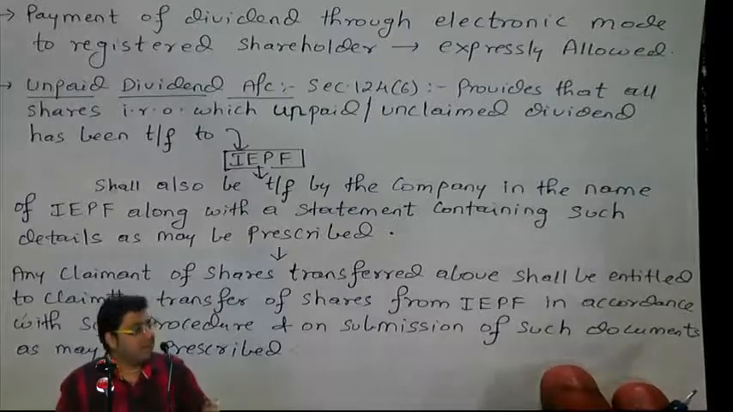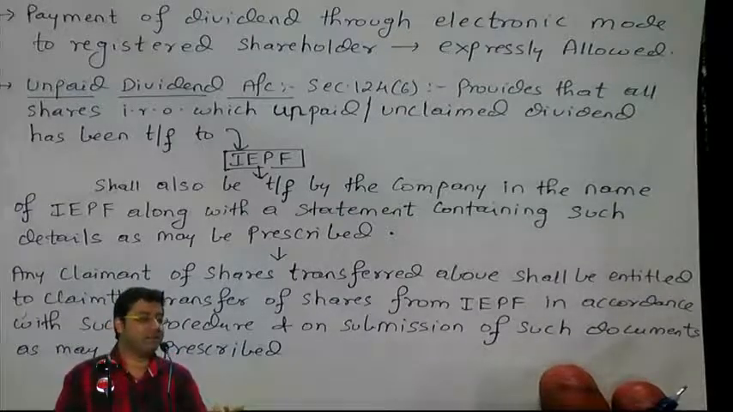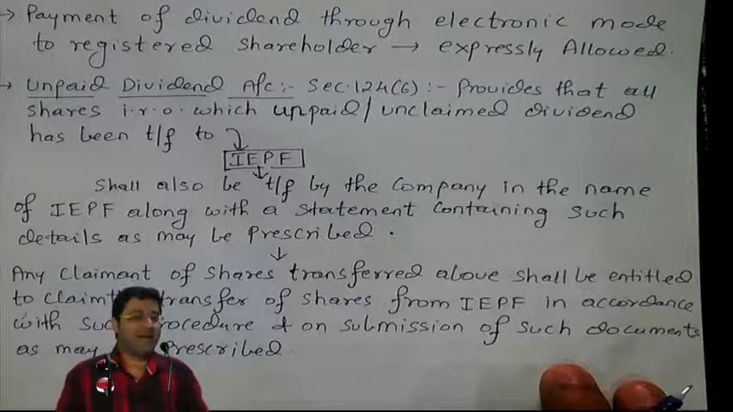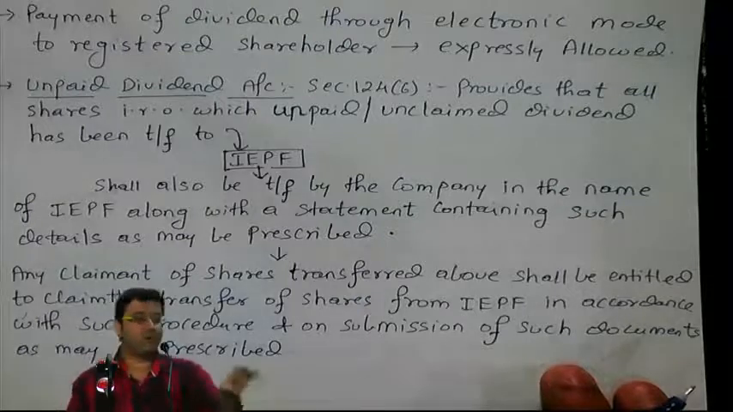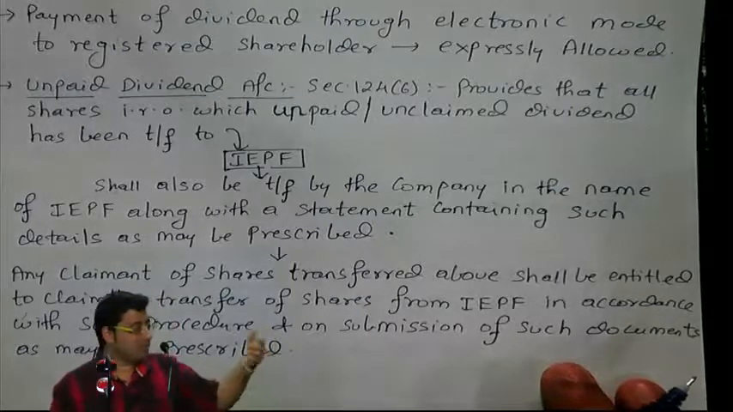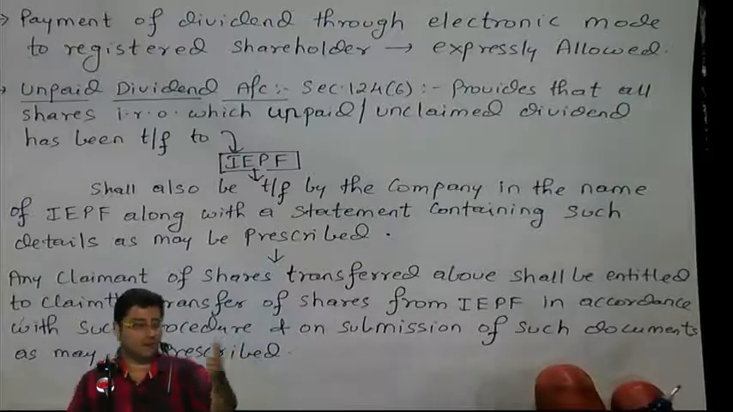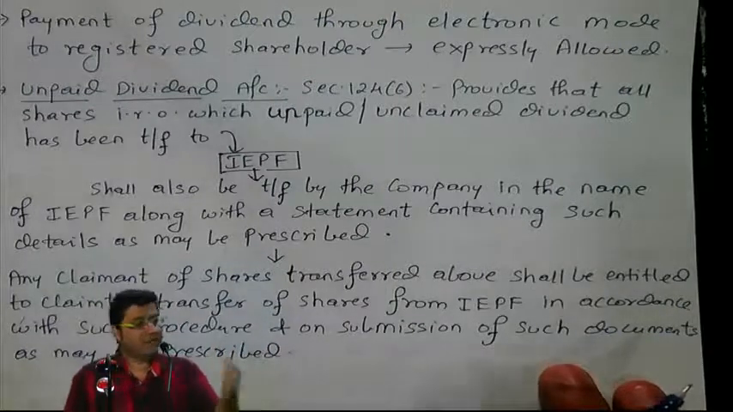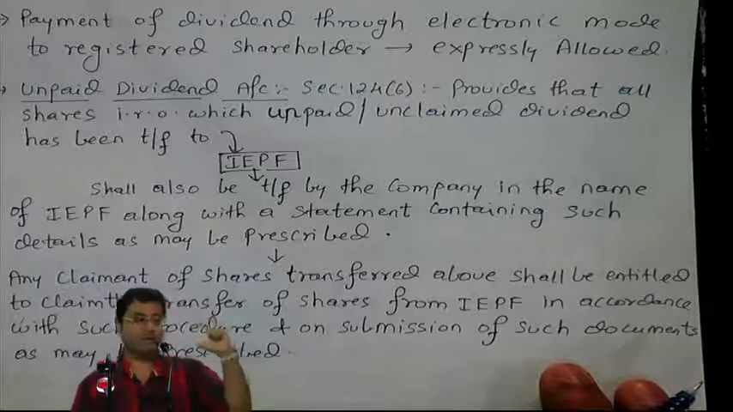Now when I said claimant for transfer of shares, what does it mean? What do you have to claim on that? You have to claim dividend. And who are you? You are the shareholder. So when the central government is going to give you that check for the payment of dividend, it is definitely going to ask for some identity proof or something.